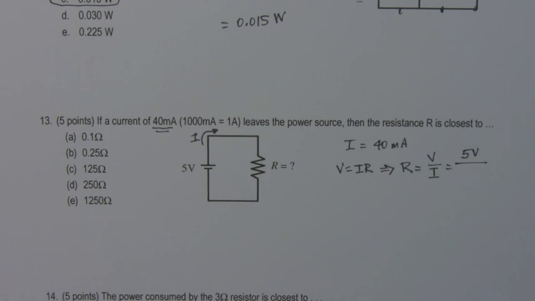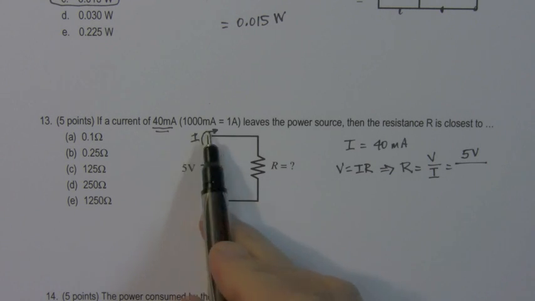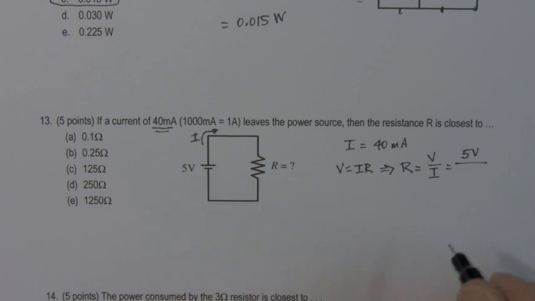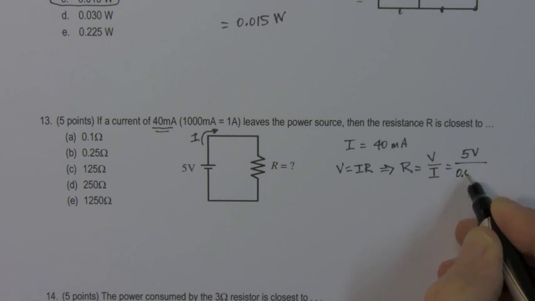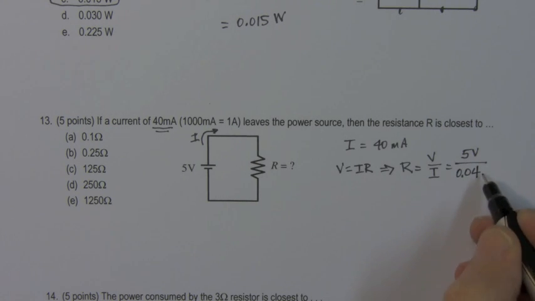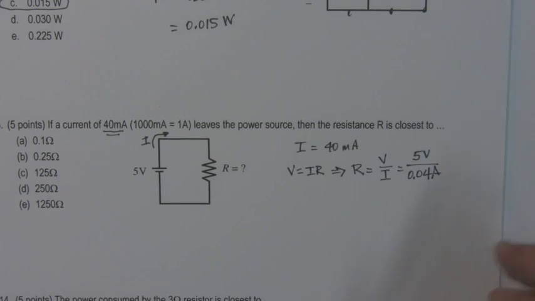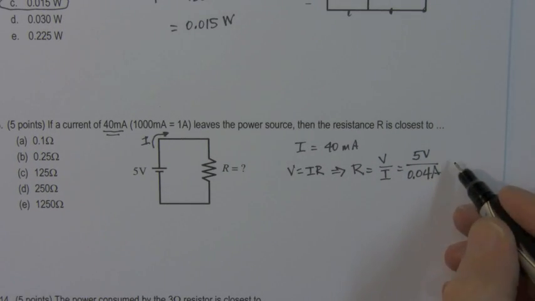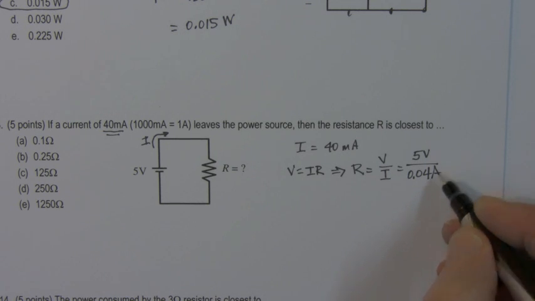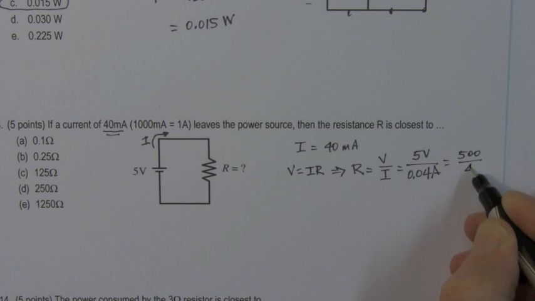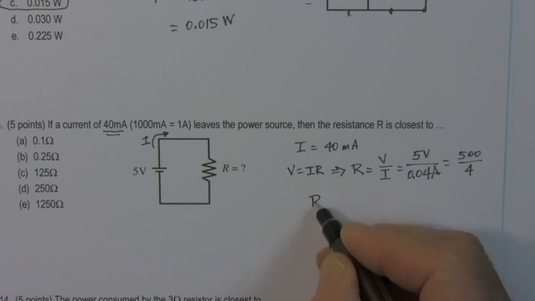What you need to know is, what is a milliamp? A milliamp is a 1,000th of an amp, or 1 amp equals 1,000 milliamps. So this is 0.04 amps, and we can just do the calculation here in our head. Multiply numerator and denominator by 100, it's equal to 500 over 4, or 125.